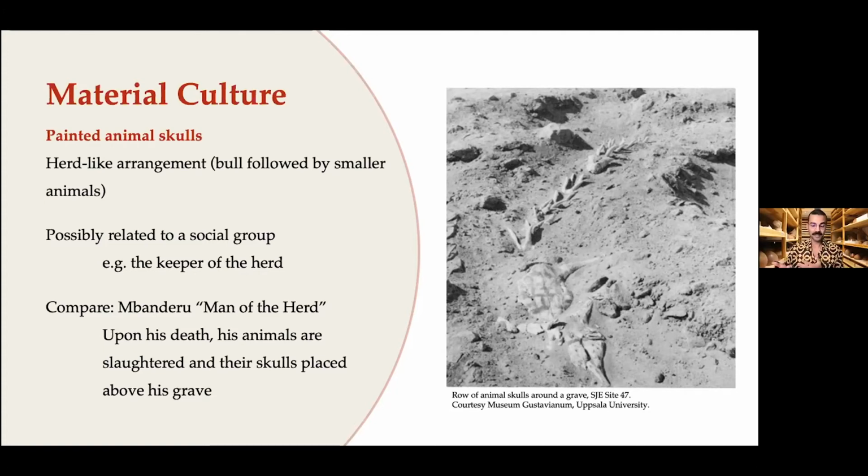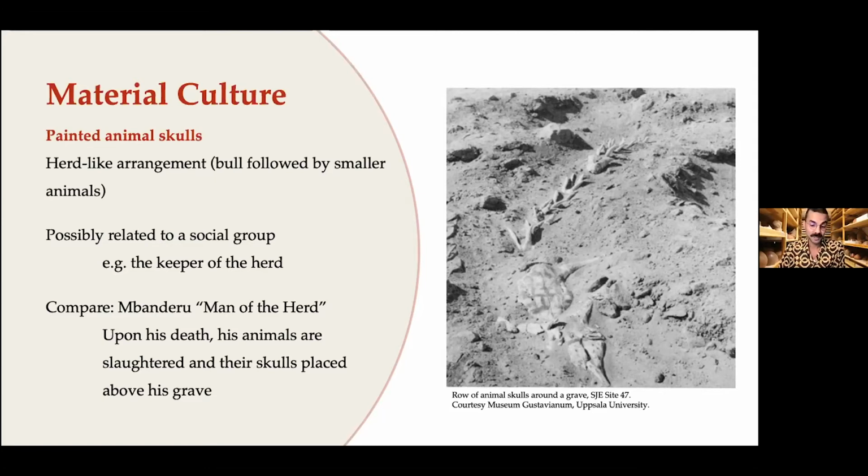And you can see that quite clearly in this example from a Pangrave cemetery located in the Second Nile Cataract. These burial features also offer some clues about internal social structures. For example, at the cemetery SJE Site 47, which is the largest known Pangrave cemetery in Nubia, the graves surrounded by animal skulls are all in one part of the site, which suggests that these could be burials representing a particular social group, possibly senior community members or the people who are in charge of the herds.